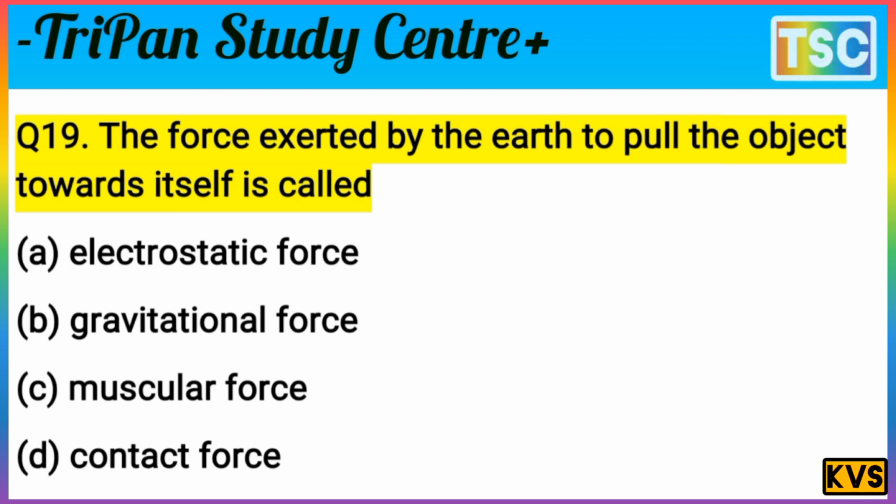B, gravitational force. That's the right answer, because the force exerted by the earth to pull the object toward itself means the gravitational force. The gravitational force is exerted by the earth. It means option B is correct here. Option B, gravitational force, is correct. Let's see the next question.